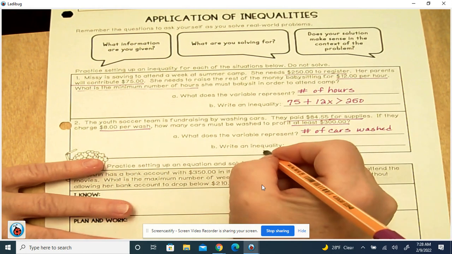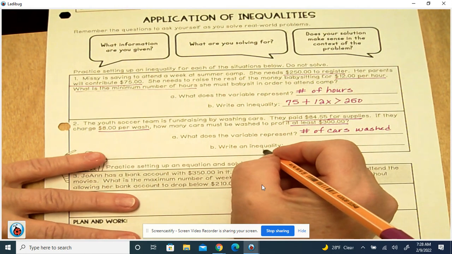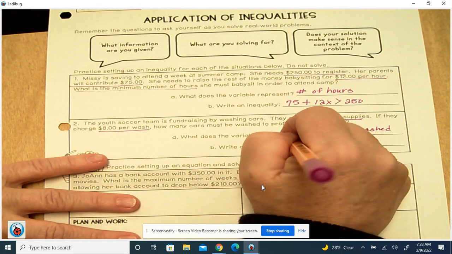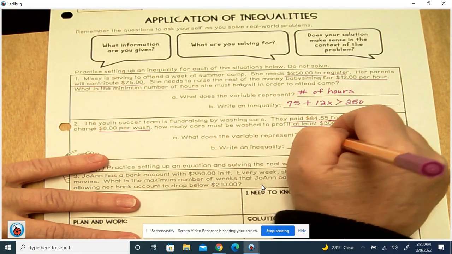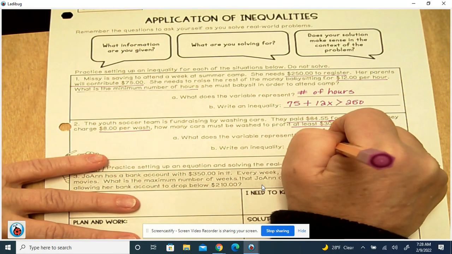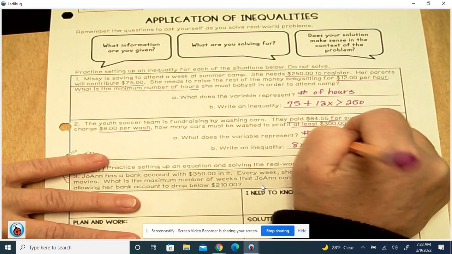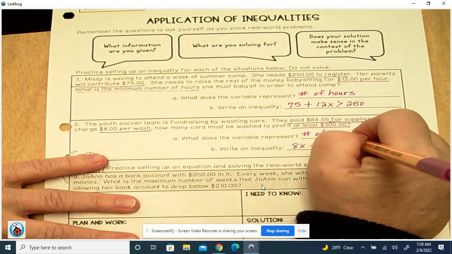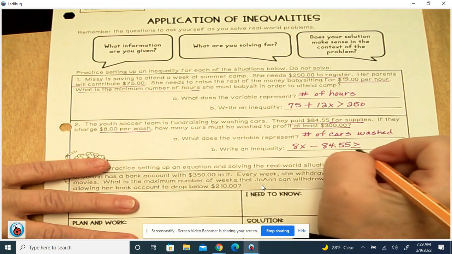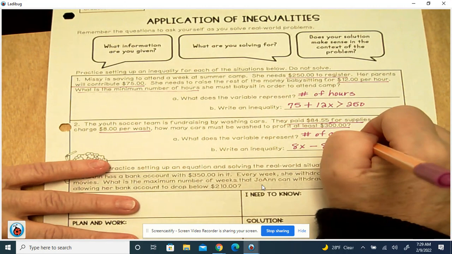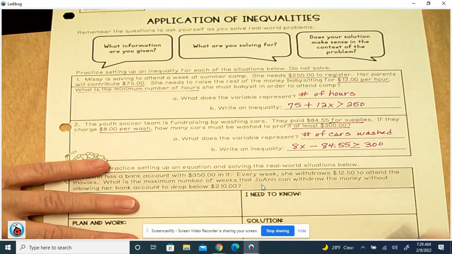All right, let's write the inequality. We're going to start with the 8x, the number of cars. We have to take away the $84.55 because that's not making a profit in anything. You have to take that out. And then it is at least $300.